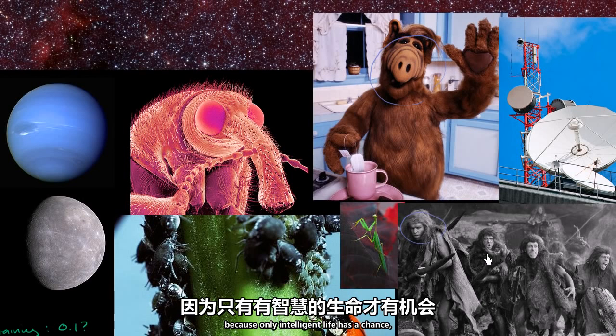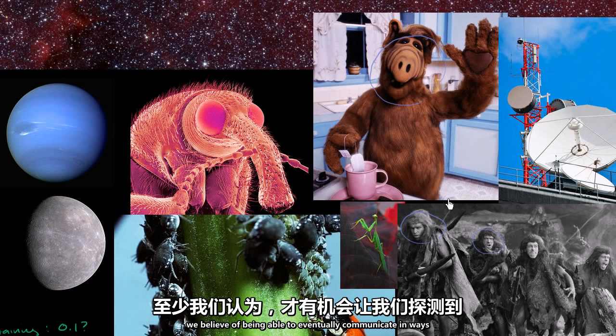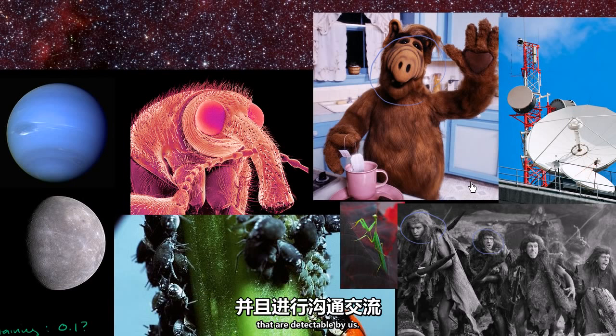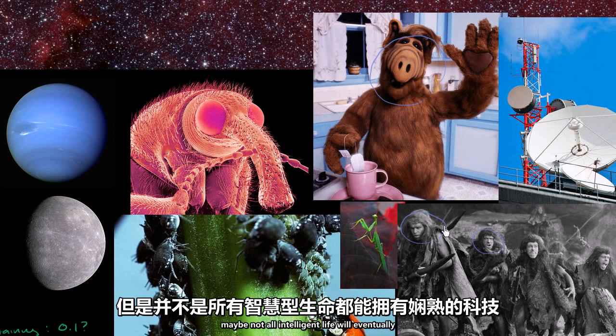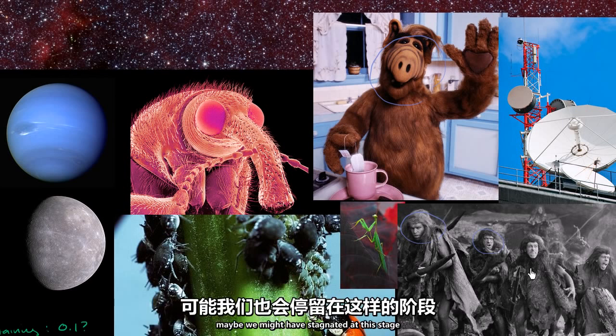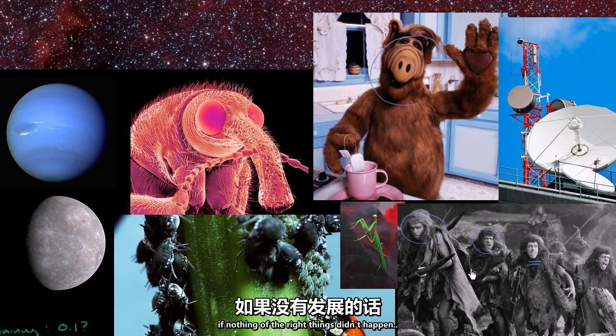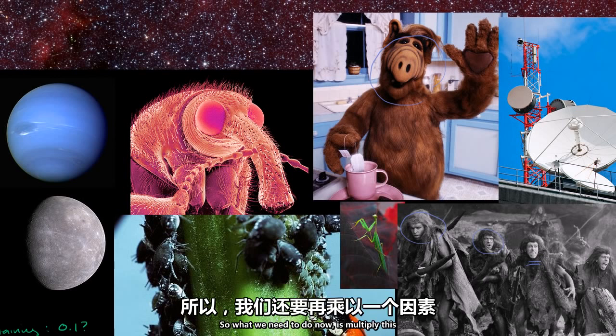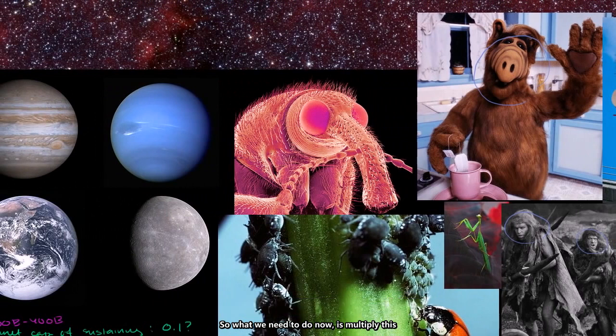Because only intelligent life has a chance, we believe, of being able to eventually communicate in ways that are detectable by us. Now, I said intelligent life, but maybe not all intelligent life will eventually get to the technological sophistication where they will be using radio waves and electromagnetic radiation to communicate with each other. Maybe we might have stagnated at this stage if the right things didn't happen. So what we need to do now is multiply this.